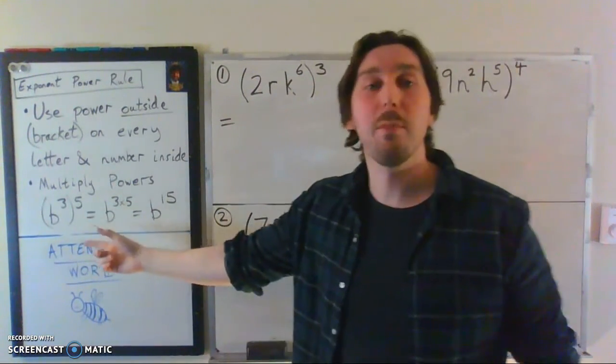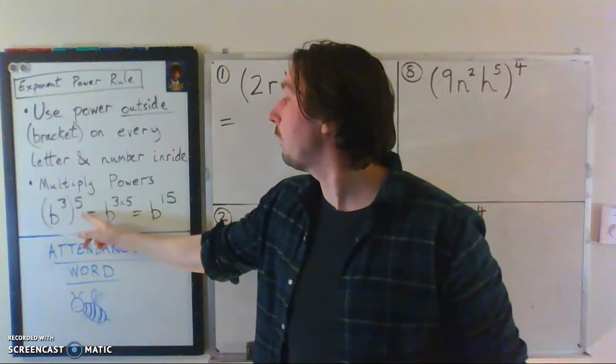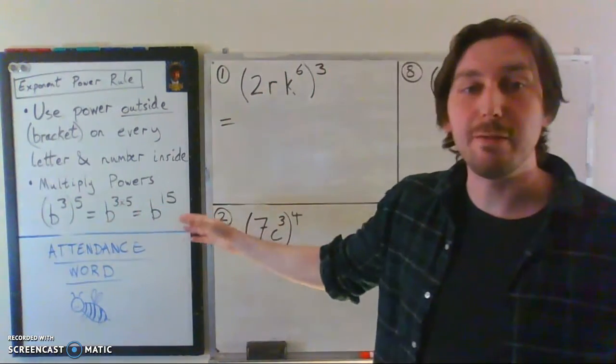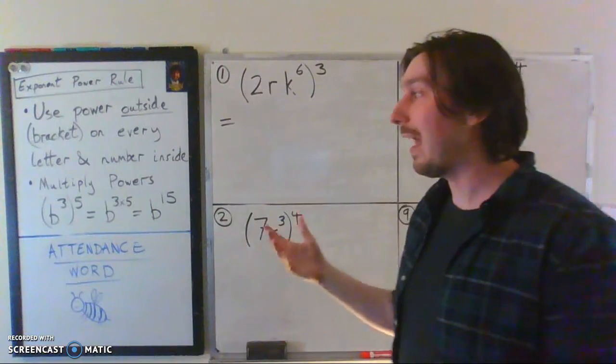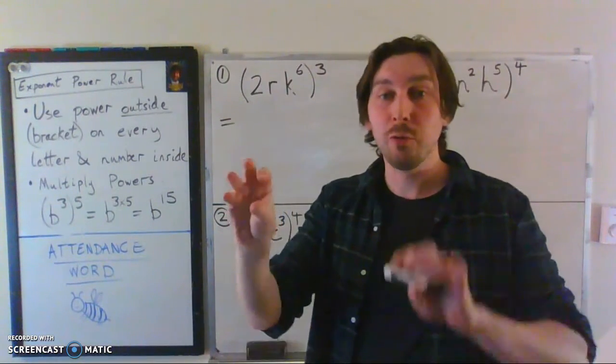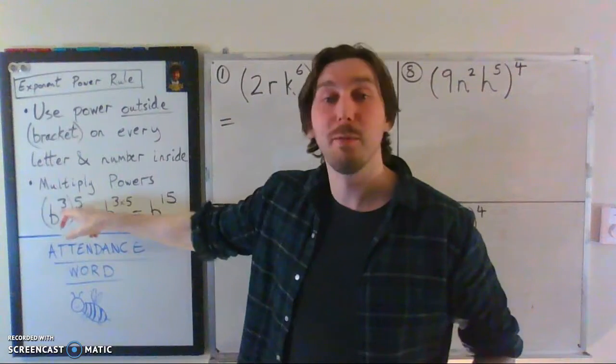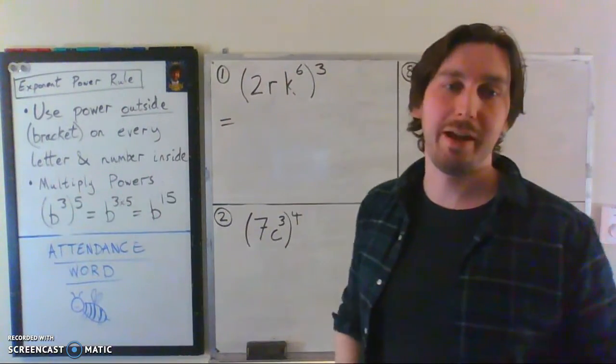You can see a small example here. b^3 to the power of 5 is like b^(3 times 5), so it will be b^15. So you add the powers when you've got two letter b's multiplying, but if you've just got one b and this double power, that's when they multiply.